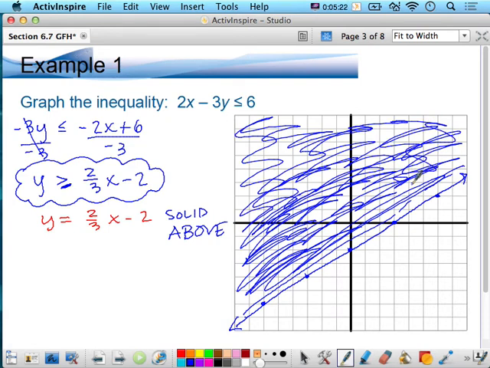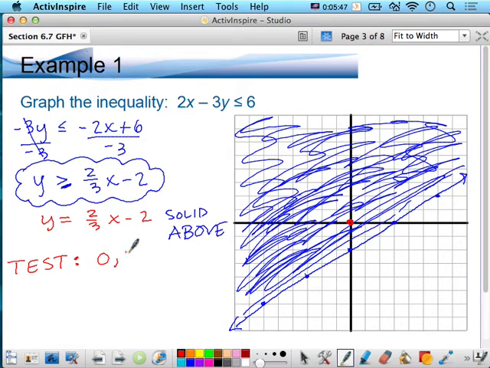So what that means, you guys, is we were able to figure out which way to shade because we were able to isolate y. And because it was greater than, in this case greater than or equal to, we knew to shade above. But if you weren't sure, you could pick a test point as long as it wasn't on the line. So like I could pick, for example, 0, 0, and I could substitute it into the original.